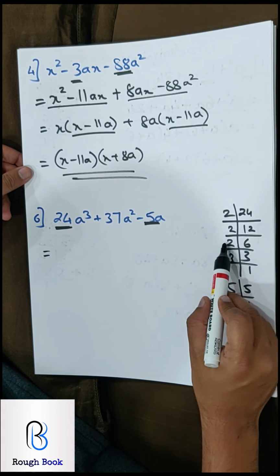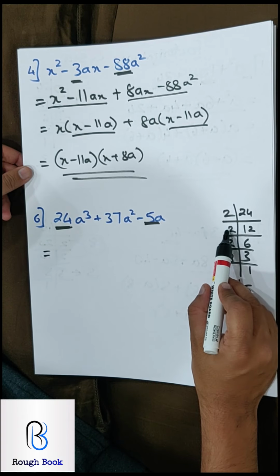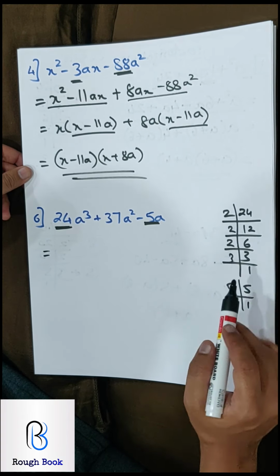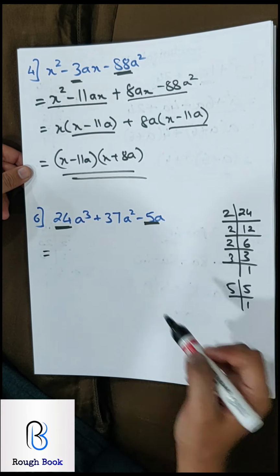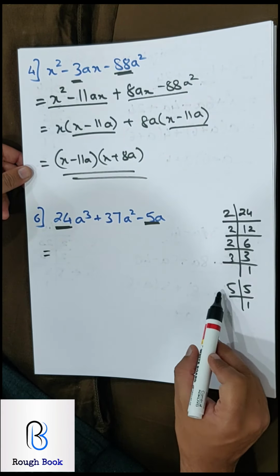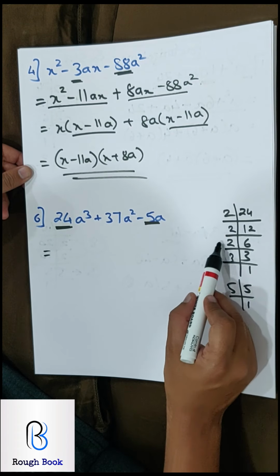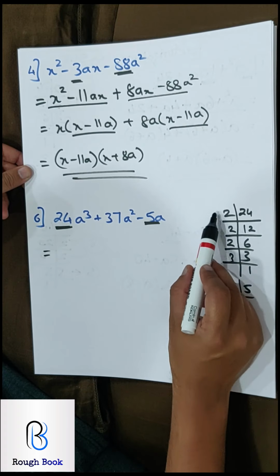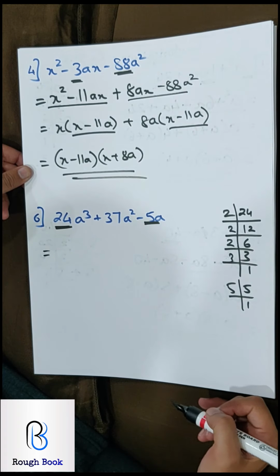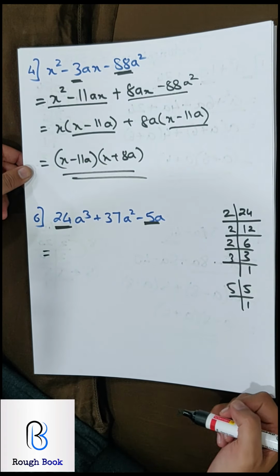3 2s are 6, 6 2s are 12. Okay, I keep it as 12. And 5 2s are 10. 10 and 12 also not helping me to reach here. So another part we will try. 5 2s are 10, 10 3s are 30. 30 and 4. Still we are not getting it. Wow. This seems to be a really challenging question.